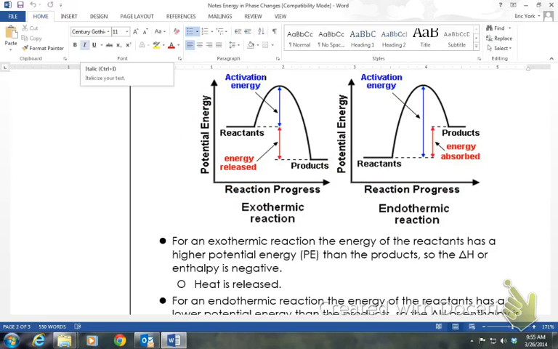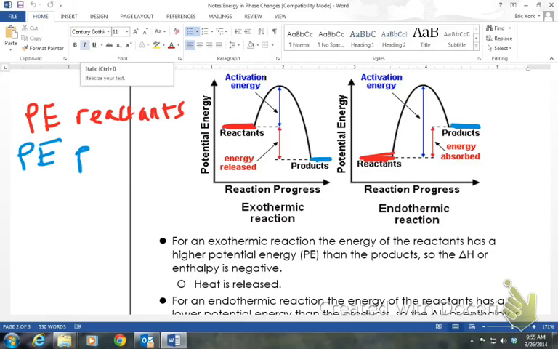Now, if we look at this right here, so actually this line right here, that line represents the potential energy of the reactants. Okay, and I'm going to do these all in different colors so you can see them. So that line represents the potential energy of the reactants. Okay, this line right here represents the potential energy of the products. So potential energy of the products.